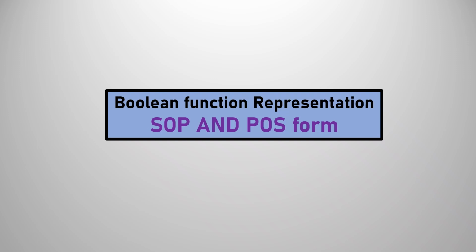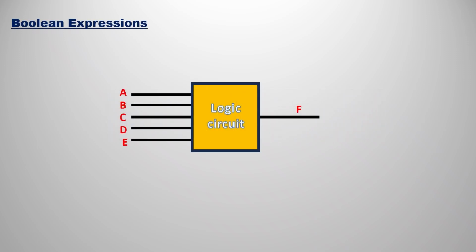In this video we will explore how Boolean functions can be represented using SOP, sum of products, and POS, product of sums. We will also understand canonical and non-canonical form, and convert a non-canonical form to canonical form, and also learn about minterms and maxterms with the help of truth tables. So let's get started.